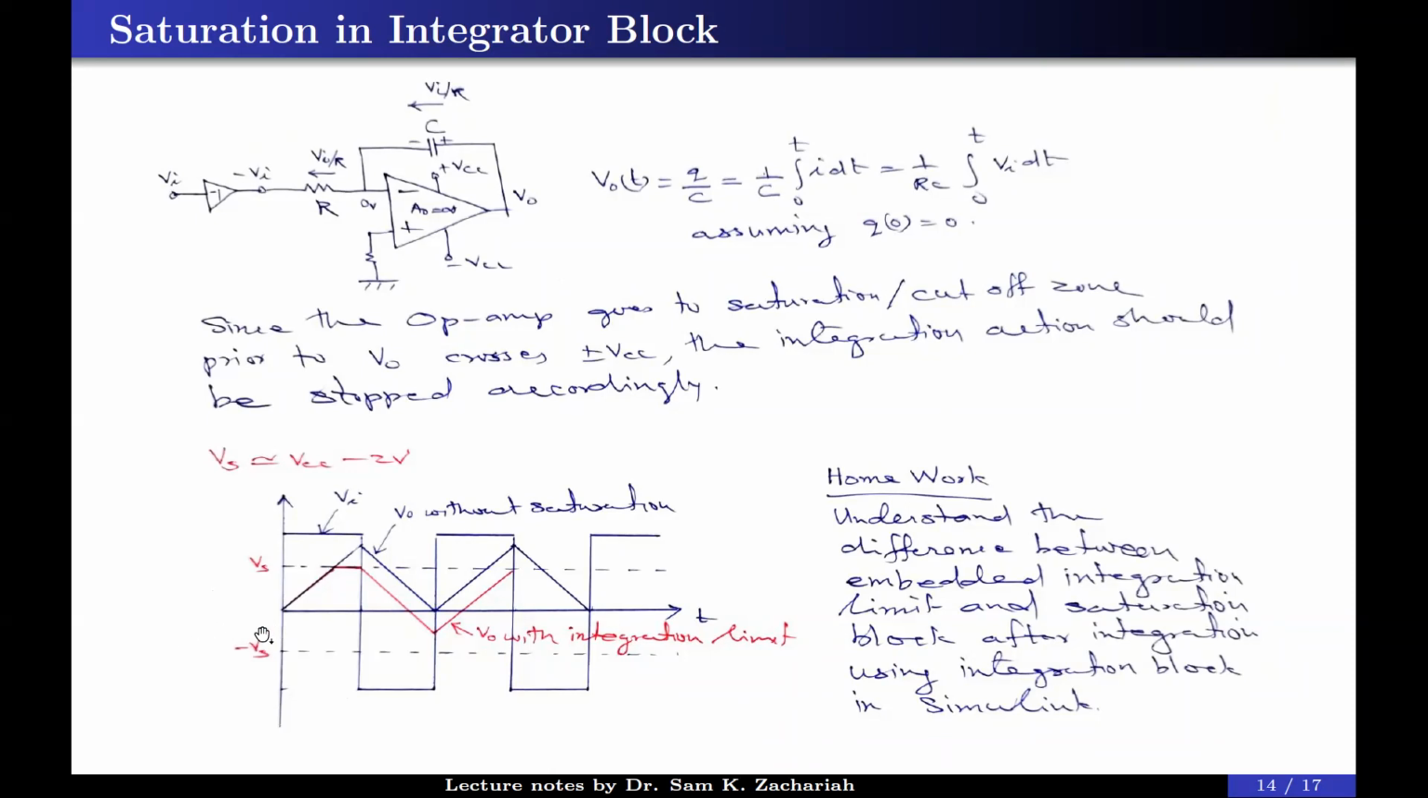Not only an integrator, in a low pass filter circuit or in a lag compensator, wherever an operational amplifier along with a capacitor in the feedback path is coming, then you have to put an internal limit for this particular block. That is very, very important.